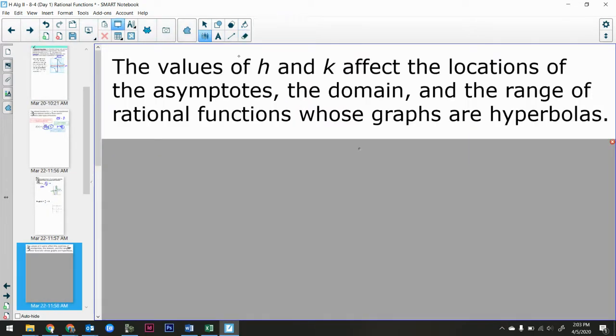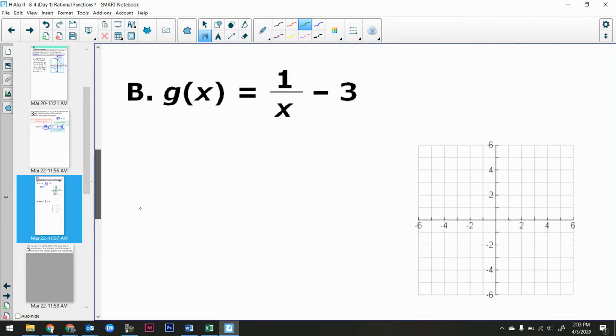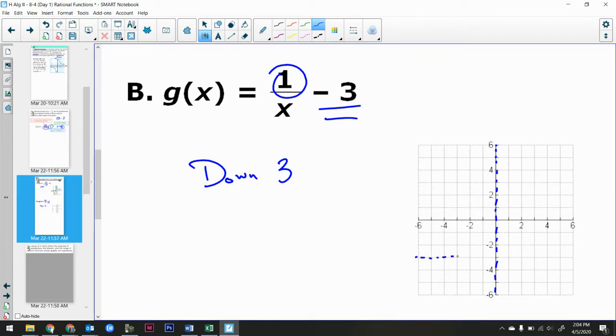Get a pen. The values of h and k. Oops, I didn't need to go that far. I want to go here. Okay. So again, no vertical stretch or compression applied. I'm going down 3 units. And I'm not going left or right any. Okay, so now my vertical asymptote does not change, but my horizontal one goes down 3 units. Okay, so now this yellow dot here is my new origin point.